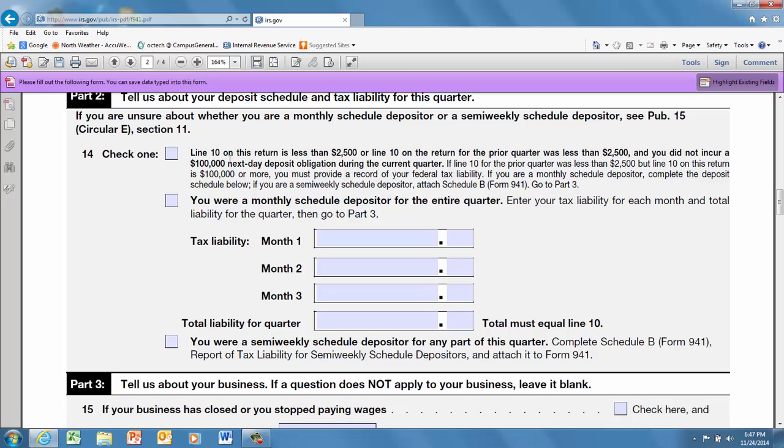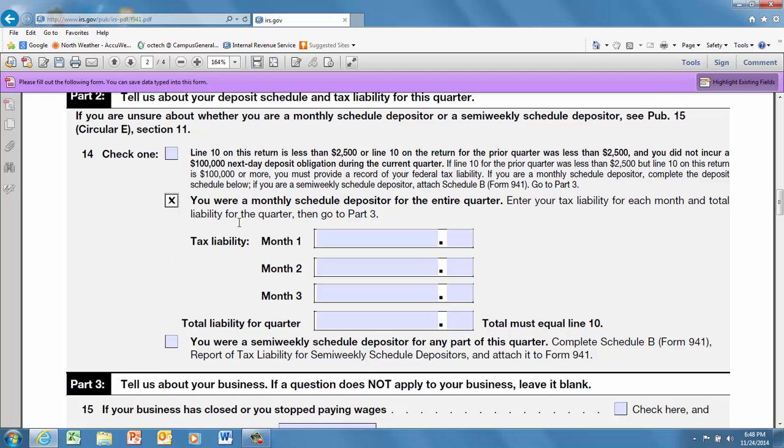Either line 10 in this return is less than $2,500. So you have less than $2,500 worth of 941 taxes that are due within an entire quarter. Or the second one, you were a monthly scheduled depositor for the entire quarter. Or the third one, you were a semi-weekly scheduled depositor for any part of the quarter. And then it says complete Schedule B. So we would have to pull up a Schedule B and fill it out. Now in case of this problem, we are a monthly, so we would click on that.